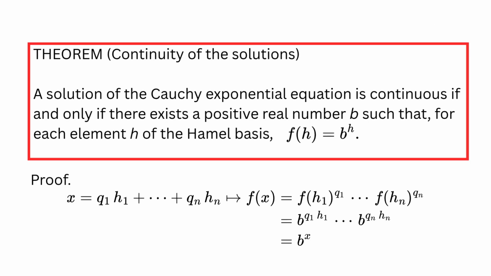Given what we know for the continuous solutions of Cauchy's exponential equation, we can state the following theorem immediately. A solution of the Cauchy exponential equation is continuous if and only if there exists a real positive number b, such that each element h of the Hamel basis is mapped to b to the h. And with the last statement, I have concluded this video on the most general solution of the exponential Cauchy equation.